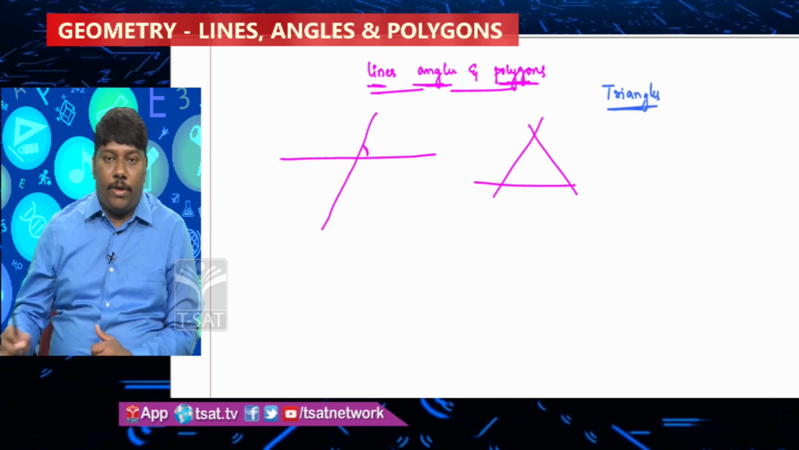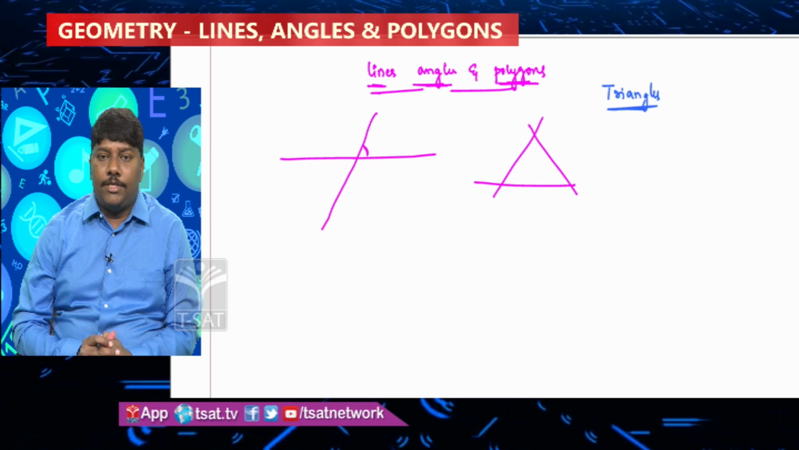In triangles, we are going to look at what the different types of triangles are and how a triangle is formed, and how we differentiate triangles based on sides and angles. Based on sides, you will have equilateral triangle, scalene triangle, and isosceles triangle. Based on angles, you will have acute angle triangle and obtuse angle triangle, and their properties and their centers. All those things we'll discuss in a separate chapter called triangle.